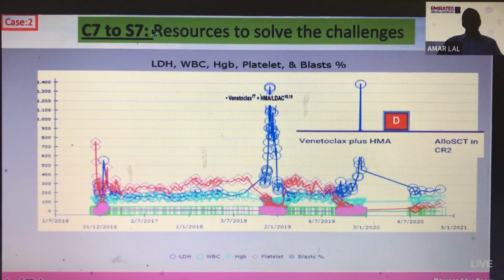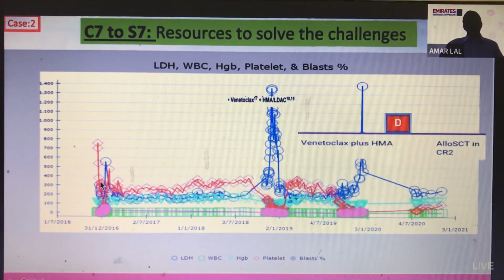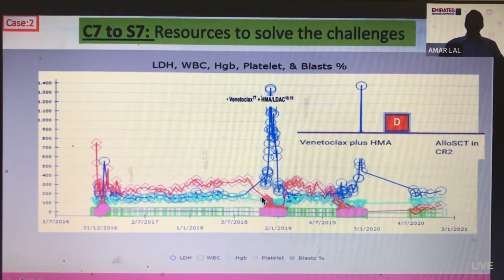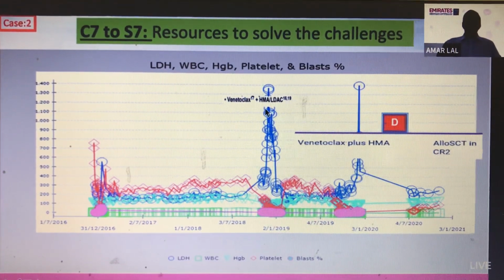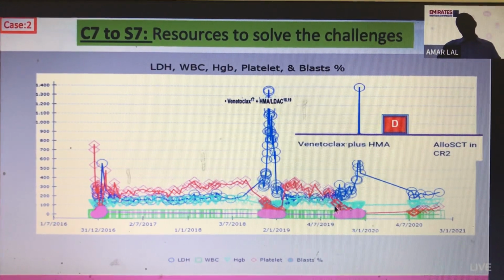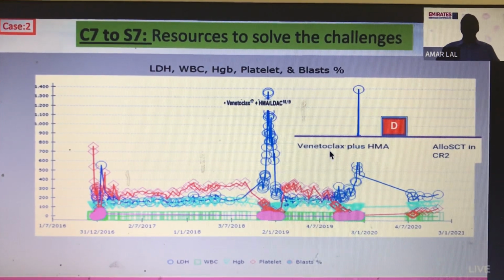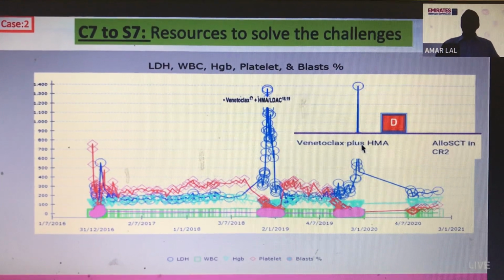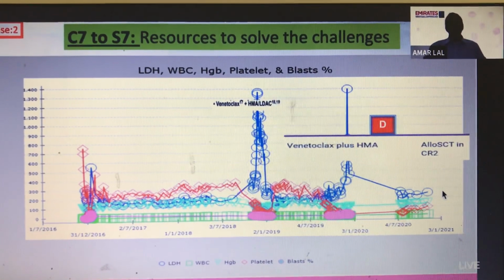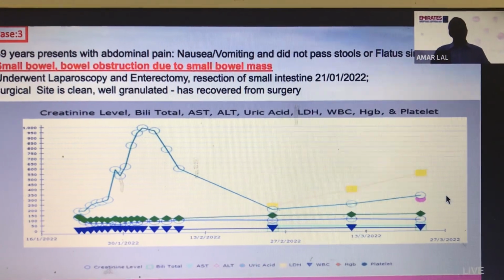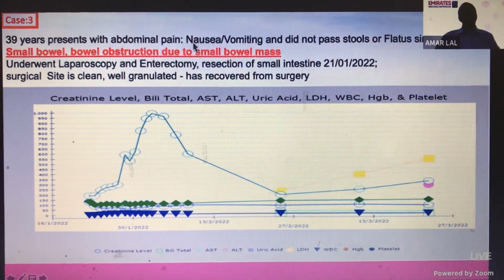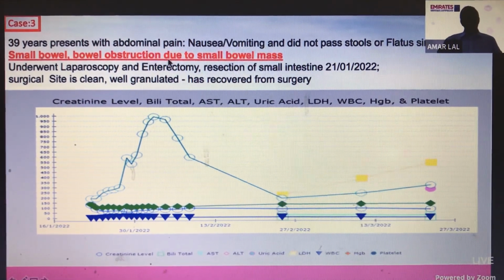The same idea we used in another patient who had AML with 3+7 and consolidation, a successful story. Then again he relapsed, and here we gave Vidaza, but after 6 months blast cells came again. So here we gave venetoclax plus Vidaza. Then again he went for allogeneic transplant, and after 2 years his story is complete remission. So a similar story.